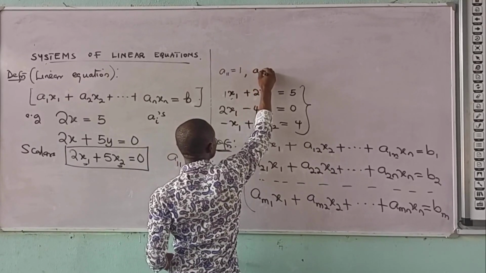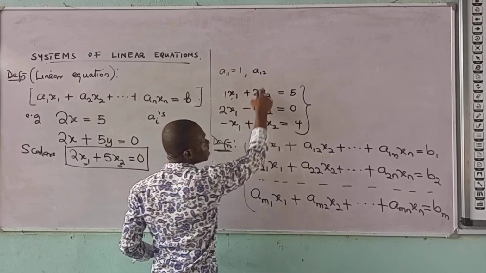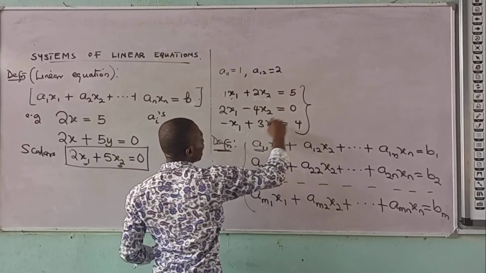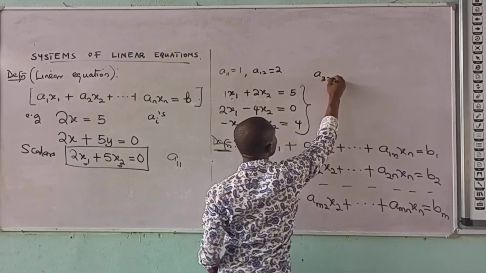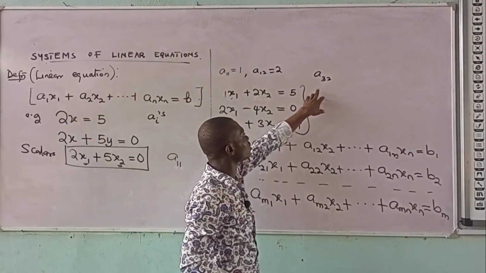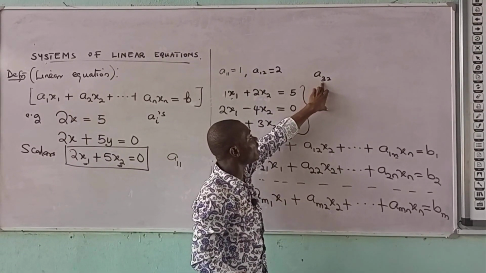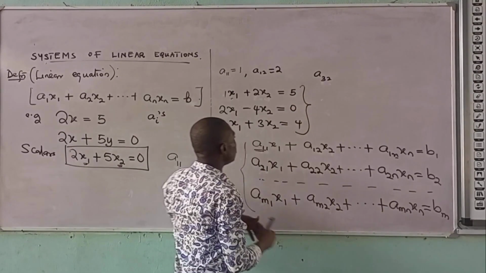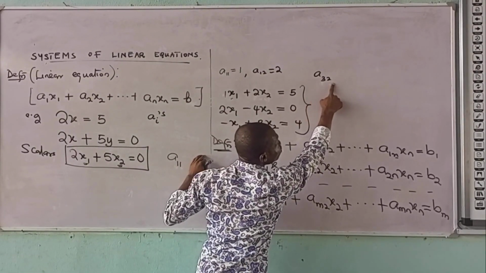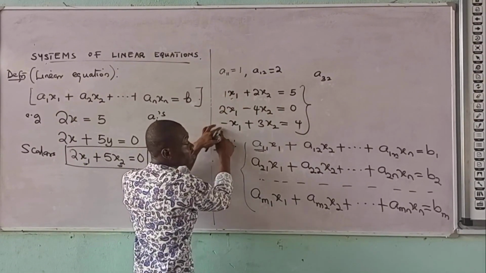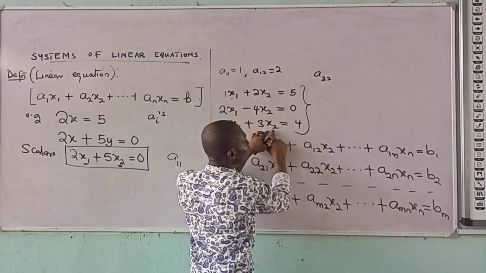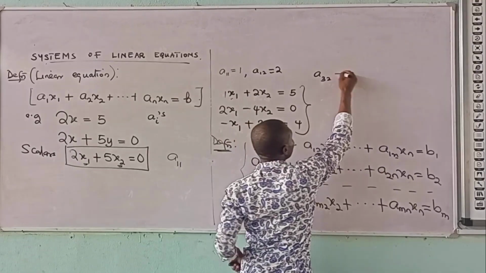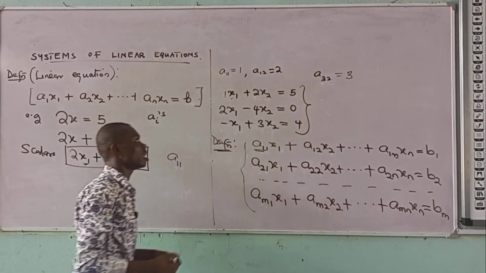While my A12 is the coefficient of the second variable, and that is equal to 2. So if I say give me A32, that means I'm looking for the coefficient of equation 3, variable 2. So I count 1, 2, 3. This is my equation 3. And what is variable 2? The variable 2 is x2. So I look for the coefficient there, and that is equal to 3. And that is that.